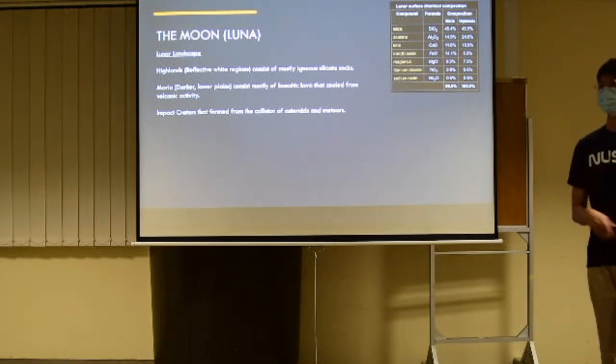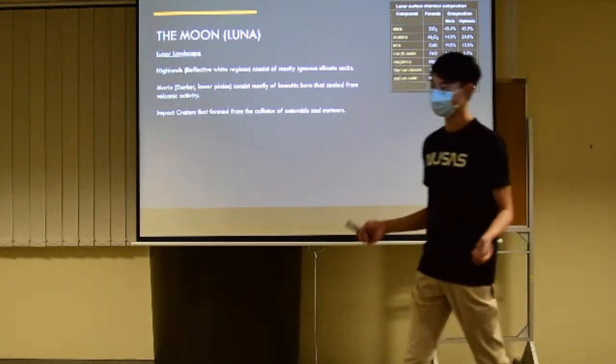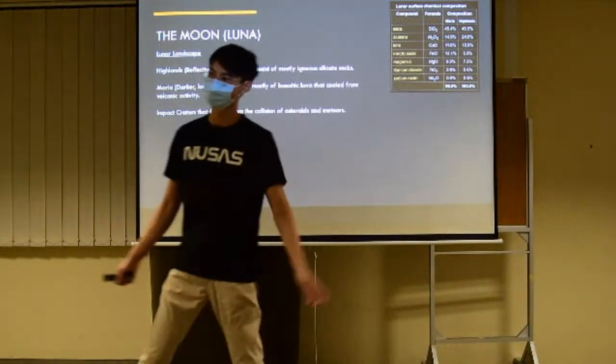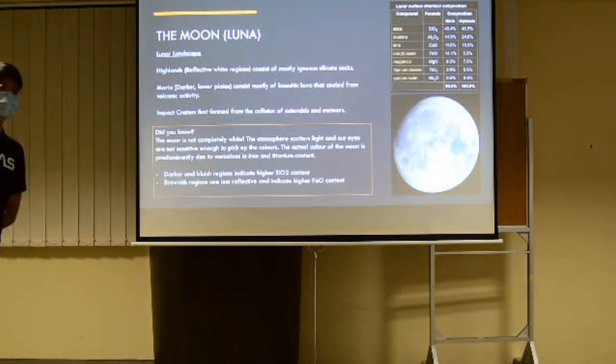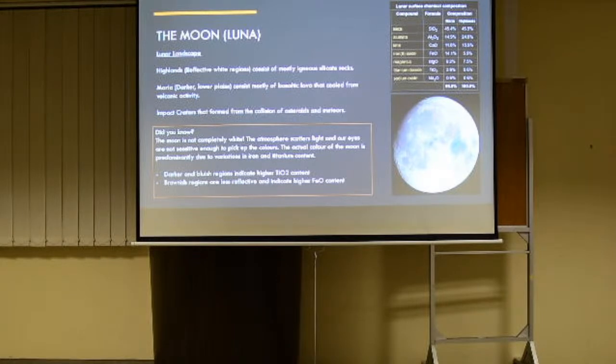And lastly, impact craters. Impact craters are formed when meteors and asteroids crash into the surface of the moon, forming depressions. But enough about its surface features. Let's talk about the color. What's the color of the moon you see most of the time? White. Thank you. If you say anything else, I would be quite surprised.